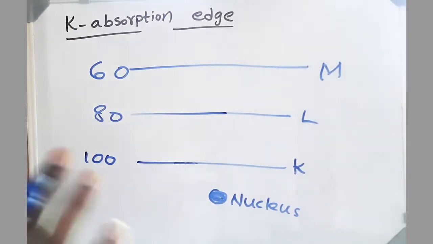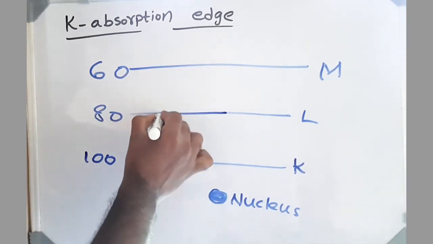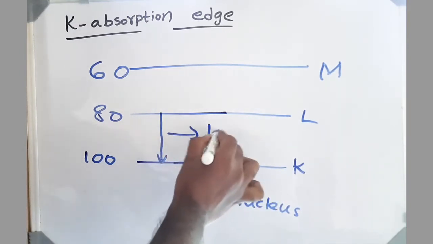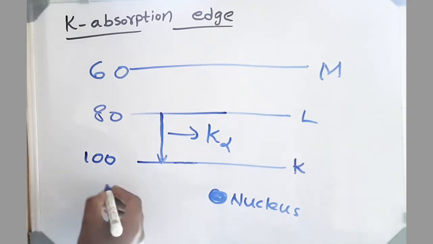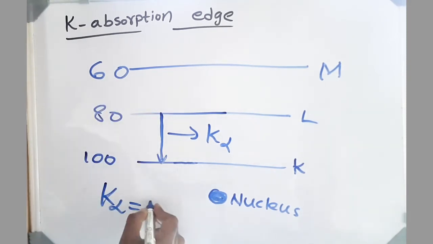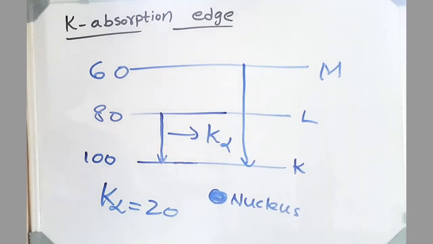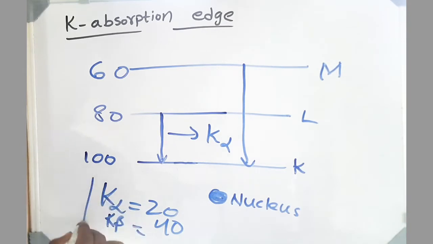We know K alpha and K beta occur when there is an electron jump from these shells, right? For K alpha, there is an electron jump from the L shell to the K shell. The energy of K alpha is nothing but the energy difference between these two shells. So K alpha is 100 minus 80, which is 20. For K beta, we know it should be from the M shell to the K shell. So here K beta is 100 minus 60, which is 40. So the energy of K beta is greater than K alpha.